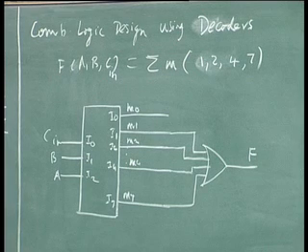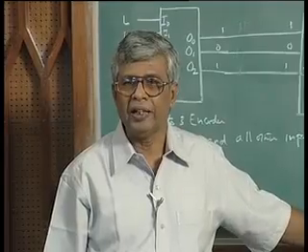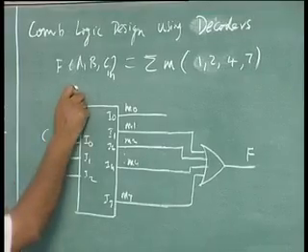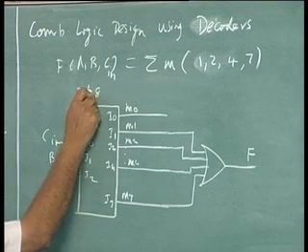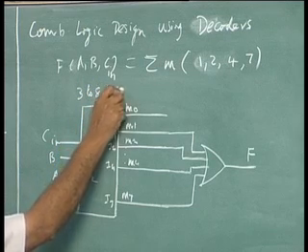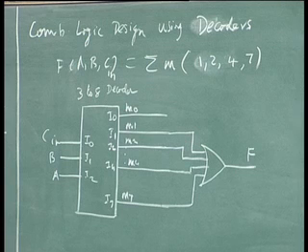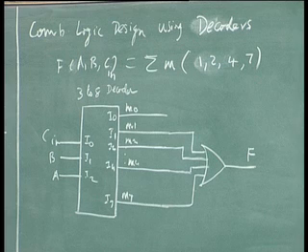The simple scheme of realizing a combinational logic using a decoder, a 3 to 8 decoder. This is a 3 to 8. Is it the only function I can realize? If I have one more function using the same minterms, I can also get it.